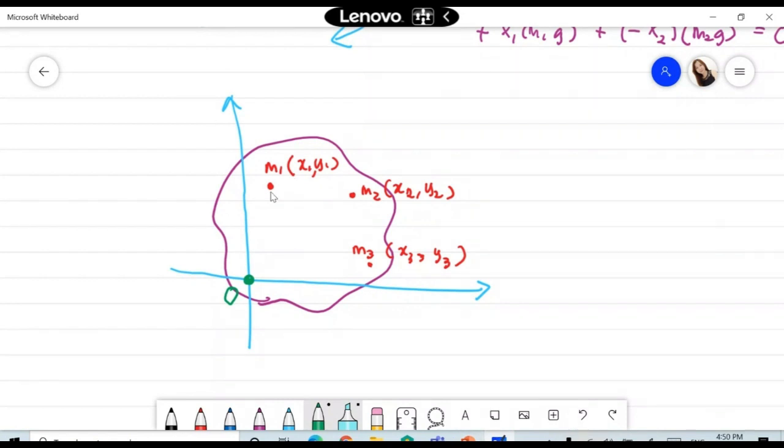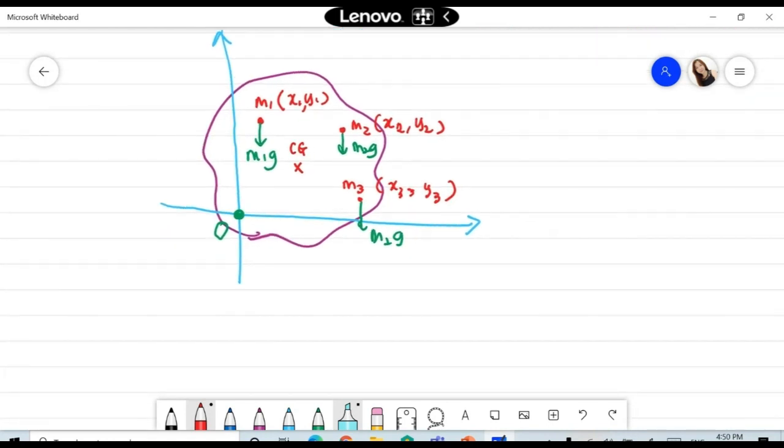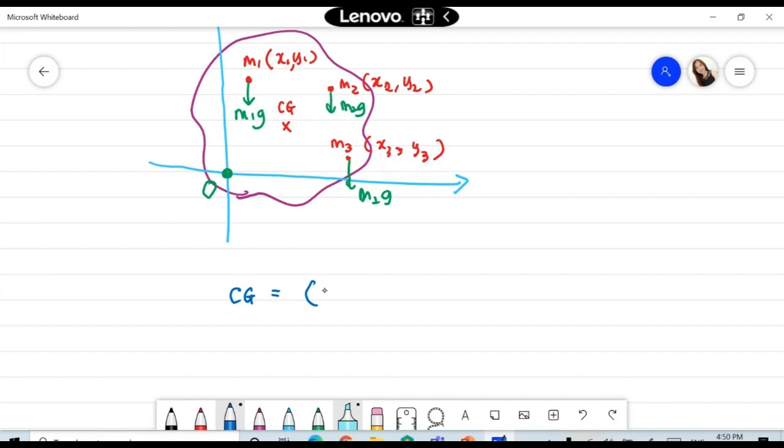The gravitational force due to these 3 particles will always be directed downward. So I have M1G here, M2G here, and M3G here. To determine the center of gravity, for example, the center of gravity is located here. What is the coordinate for the center of gravity? Since M1 consists of x1 and y1, same as M2 and M3, this center of gravity should consist of an x coordinate and a y coordinate as well.